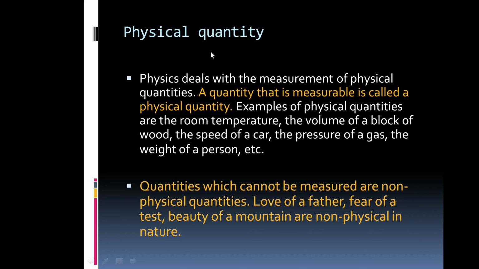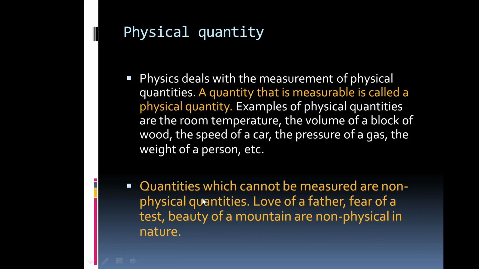Examples of physical quantities are the room temperature, the volume of a block of wood, the speed of a car, the pressure of a gas, the weight of a person, etc. So these are different examples of a physical quantity. In short, simply you can say that a quantity that is measurable is called a physical quantity, and those quantities which cannot be measured are non-physical quantities.